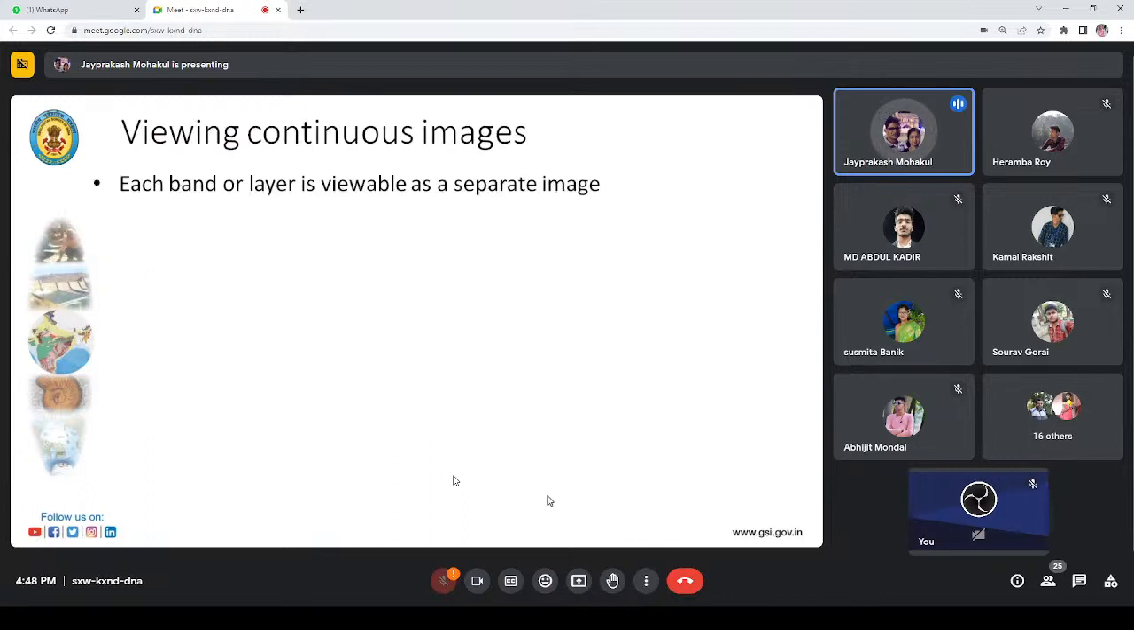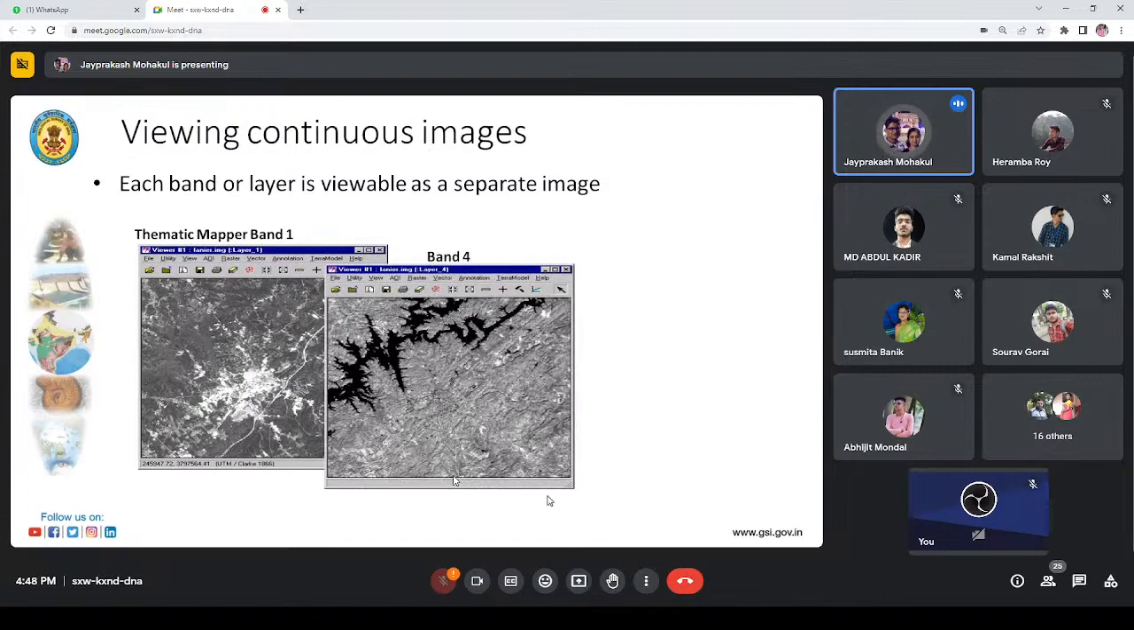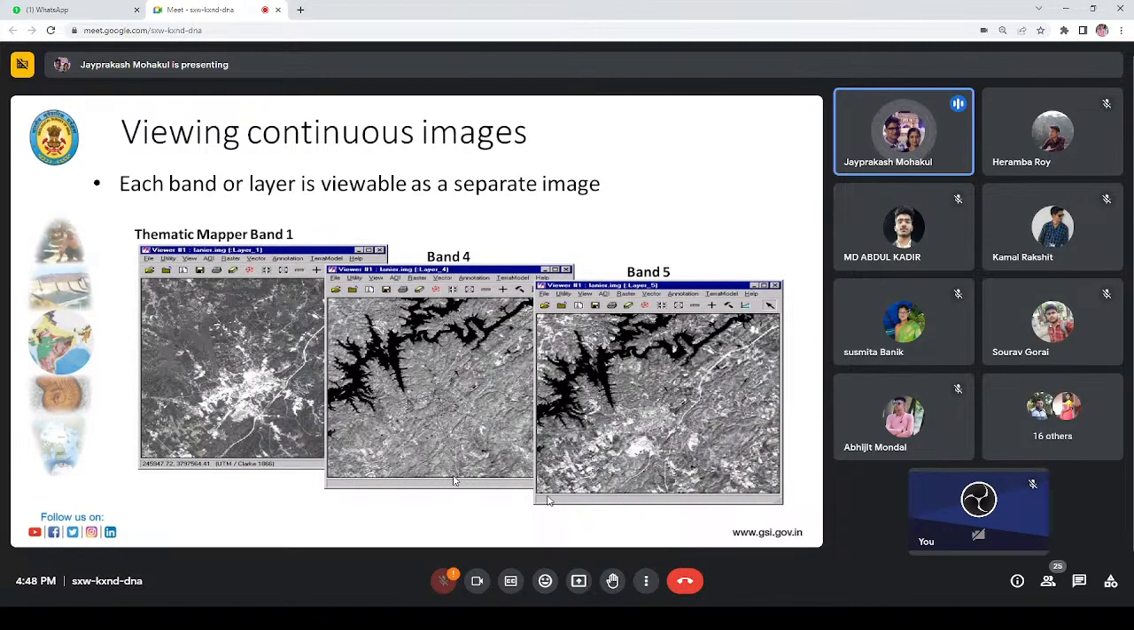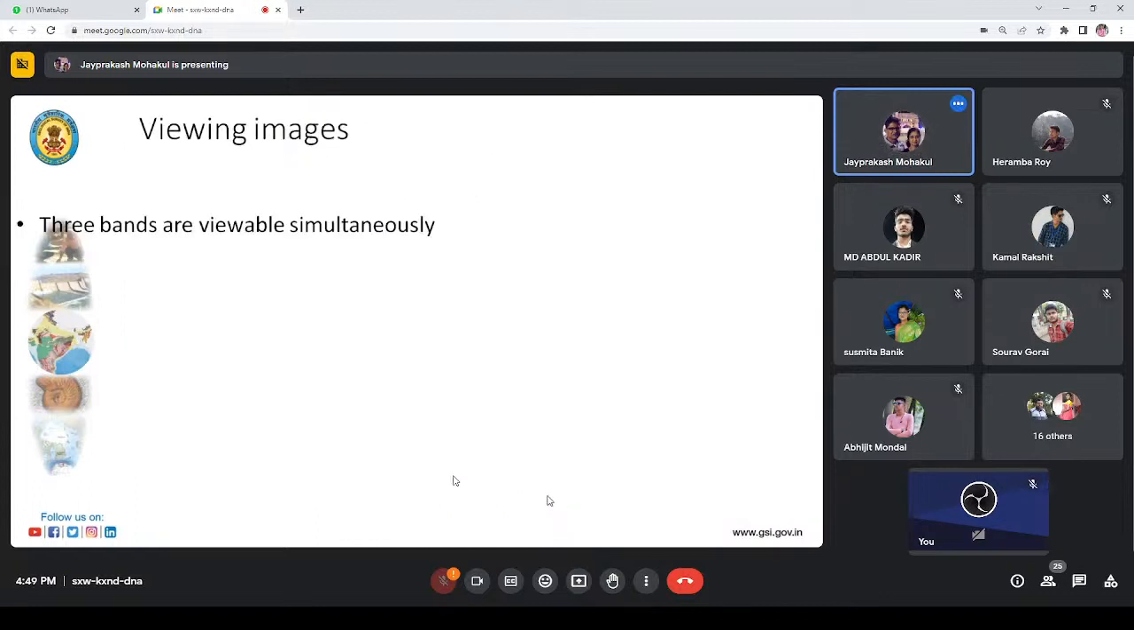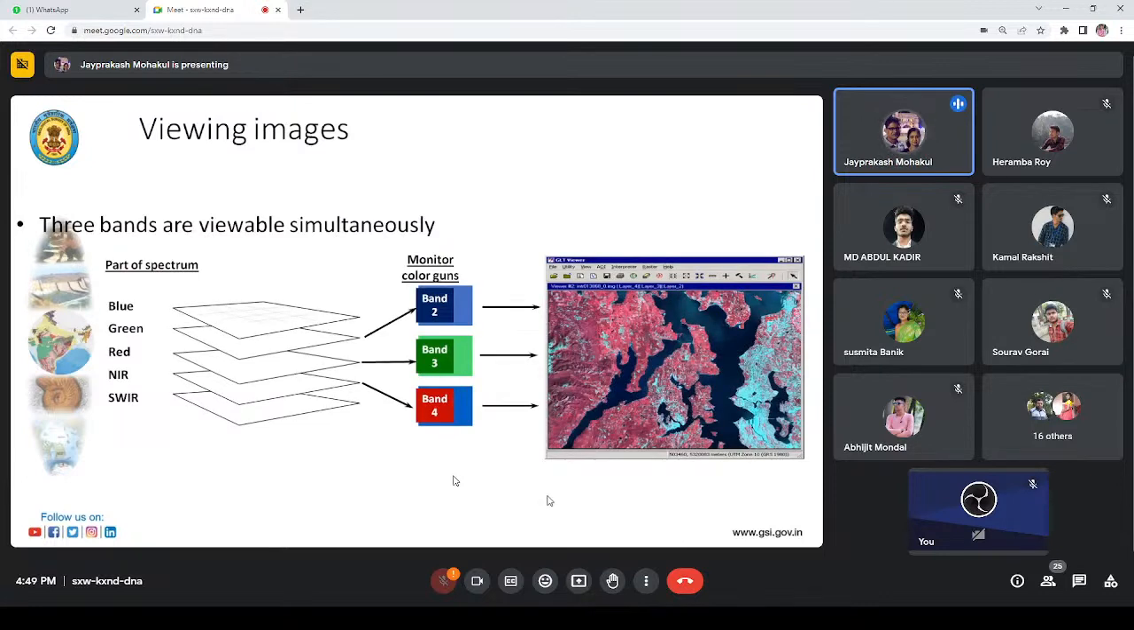Whereas in a continuous image, you can see each band in grayscale, and you will have a grayscale image where the dark represents the lowest amount of energy level and the brightest represents the highest amount of energy level. And only three bands can be seen simultaneously by assigning color guns.